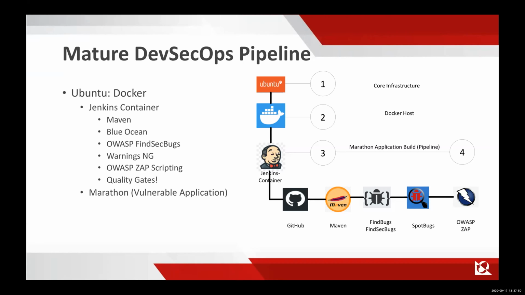So I have Ubuntu for core infrastructure, a Docker host, multiple Docker images, and I have a full DevOps pipeline with security integrated. So pulling data down from GitHub, building with Maven, using a few of the security components, which I'll demonstrate, and doing some dynamic testing against it.